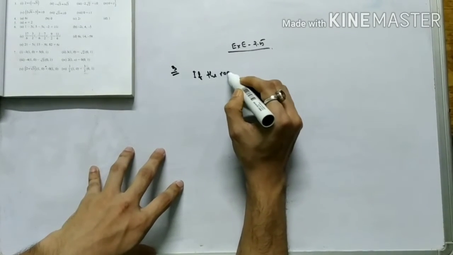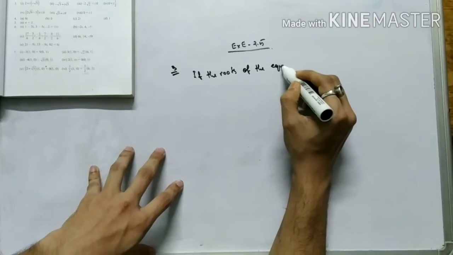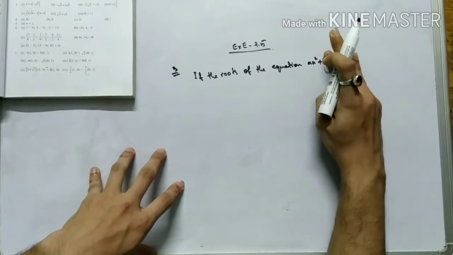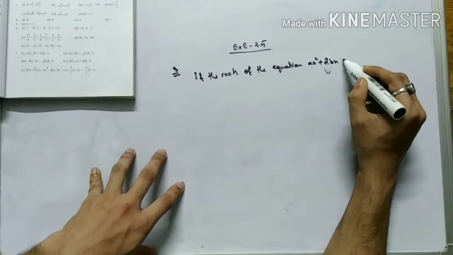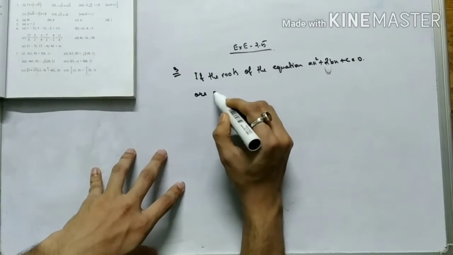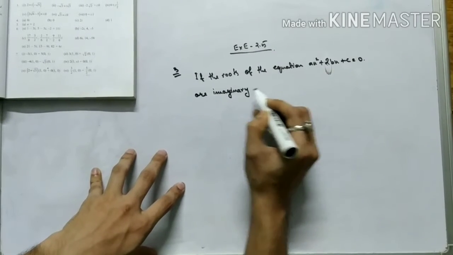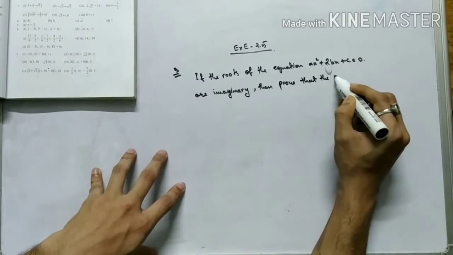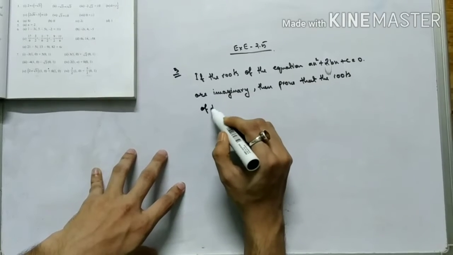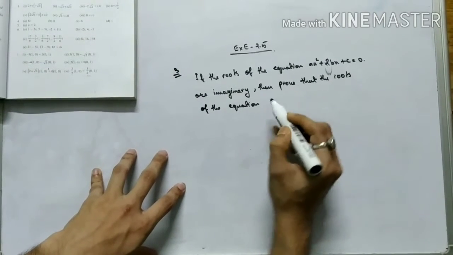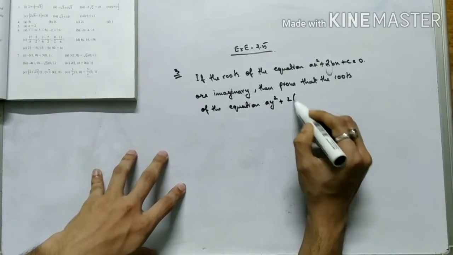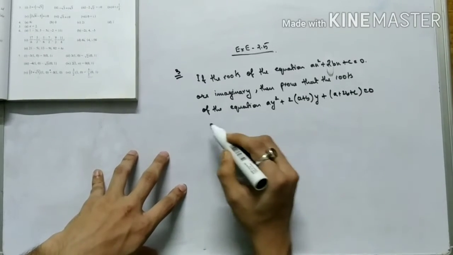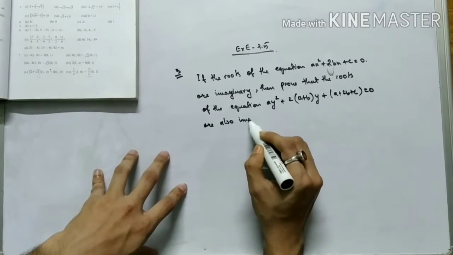If the roots of the equation ax square plus 2bx plus c is equal to 0 are imaginary, then prove that the roots of the equation ay square plus 2a plus by plus a plus 2b plus c is equal to 0 are also imaginary.